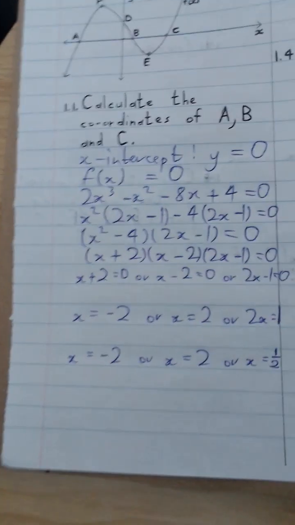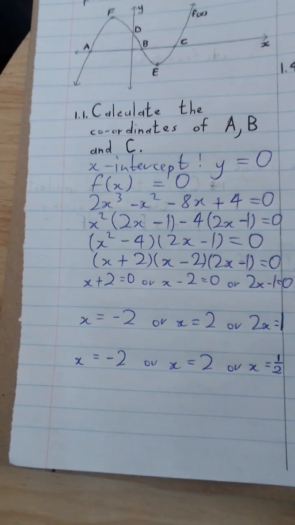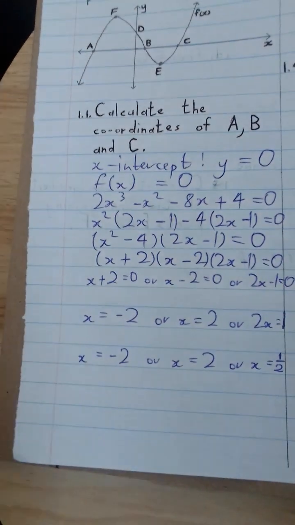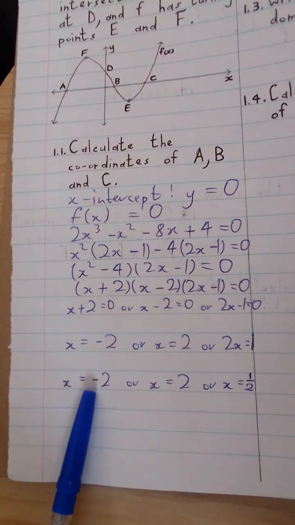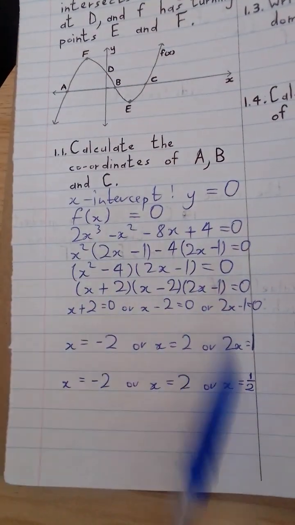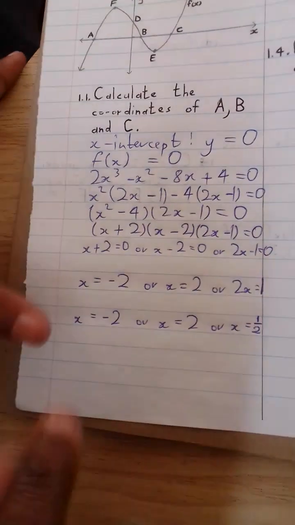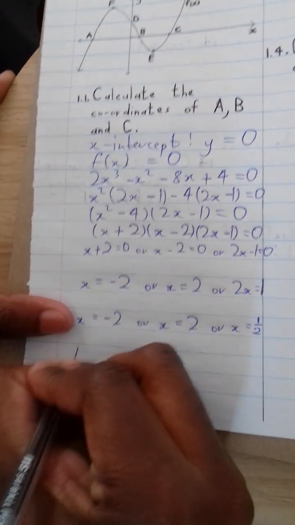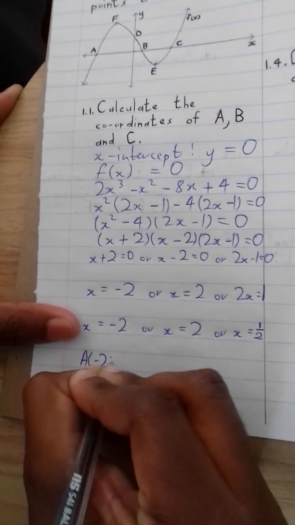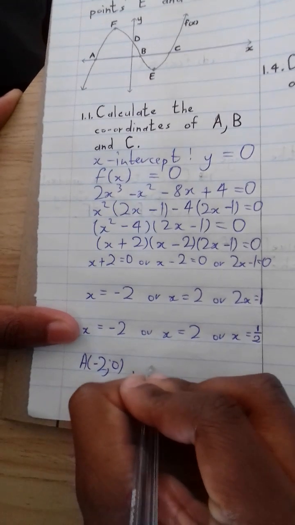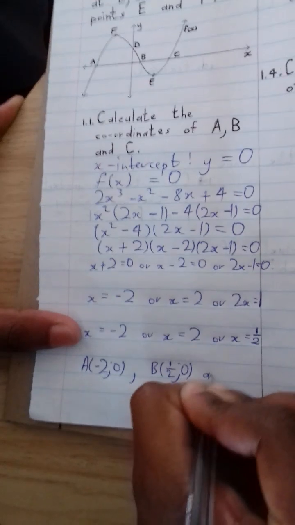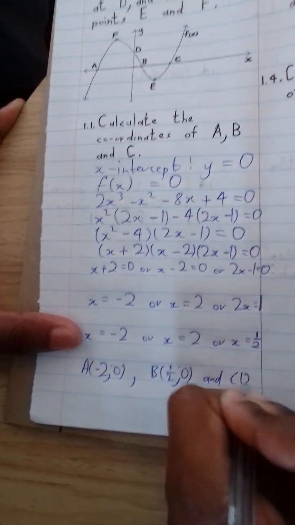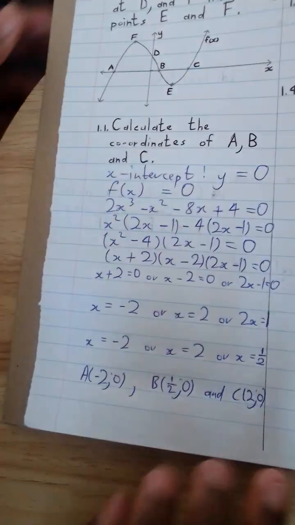So we need to decide which one goes where. Conveniently for us, they are arranged in order: first is negative 2, then half, then 2. So A is negative 2, B is half, C is 2. So A is negative 2 and 0, B is half and 0, and C is 2 and 0.